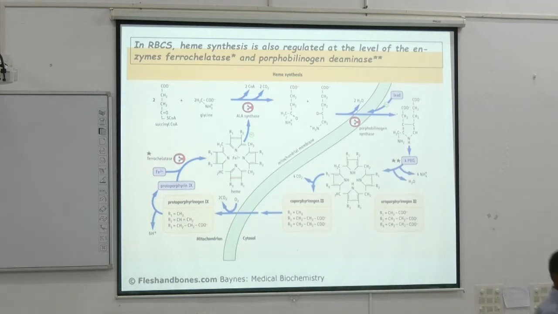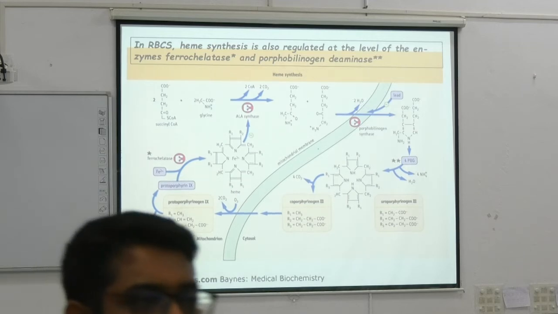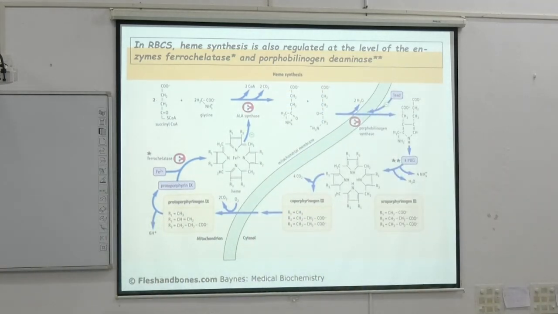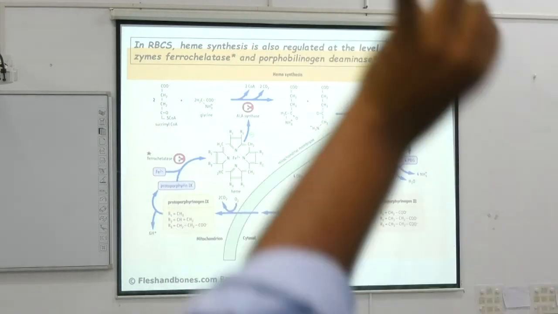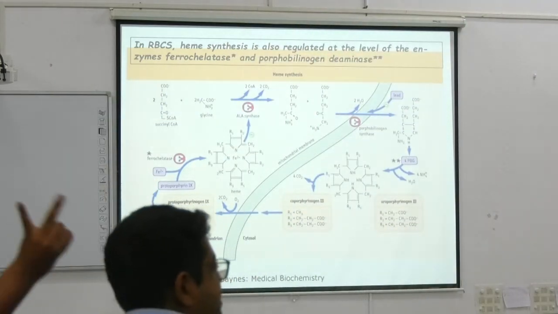Basically what I am trying to say is, in order for this metabolism to be completed, it usually works at the junction of the mitochondria and the cytosol. Okay? You will answer 3 questions then. Number 1, what is the site of heme synthesis? The answer is both mitochondria and the cytosol. Where, in which organ, does heme production take place in the body?